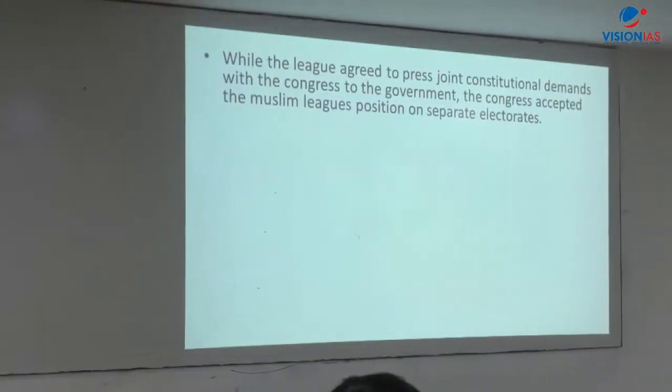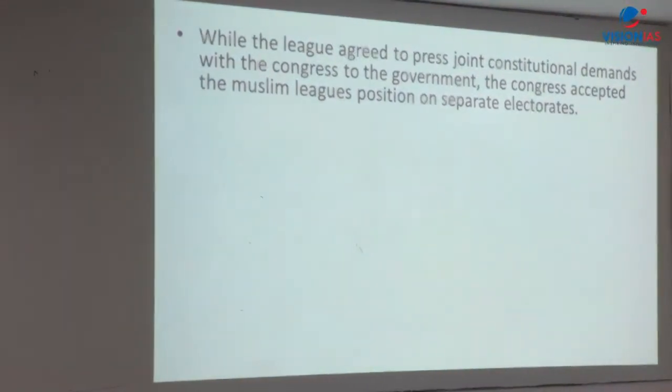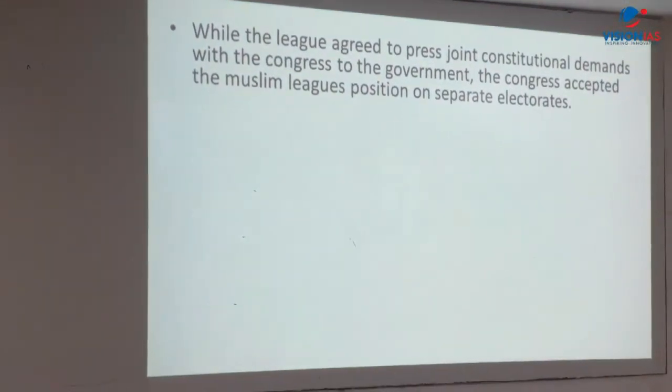Now, one of the significance why I was telling you all of this is because of this reason, that the Lucknow Pact signaled a shift in the approach of the Muslim League, that they had acquired an anti-imperialist orientation, and to a limited extent it brought the Congress and the Muslim League together.